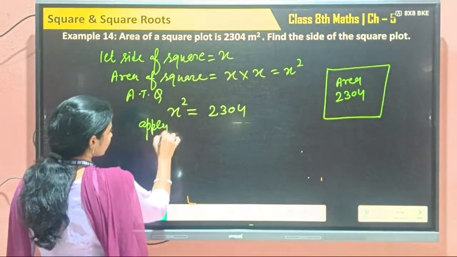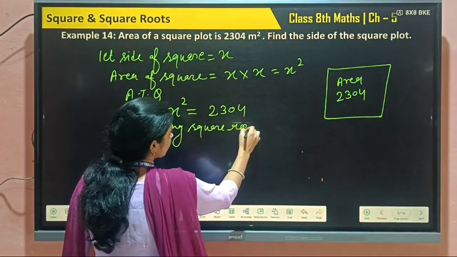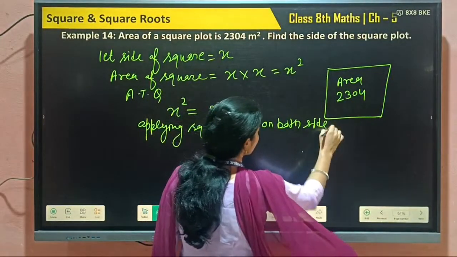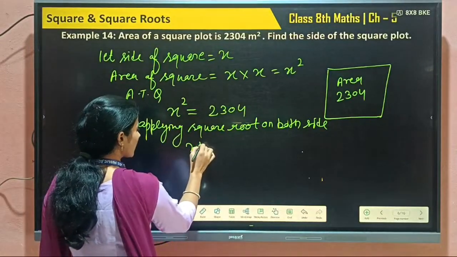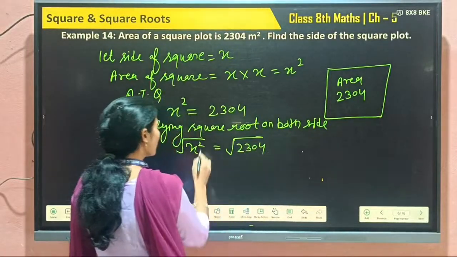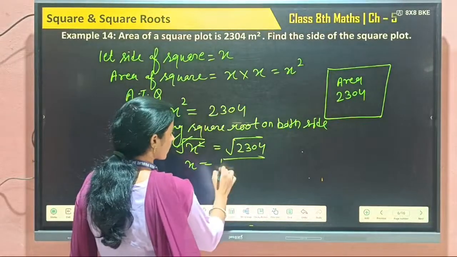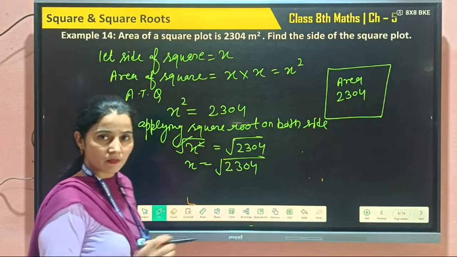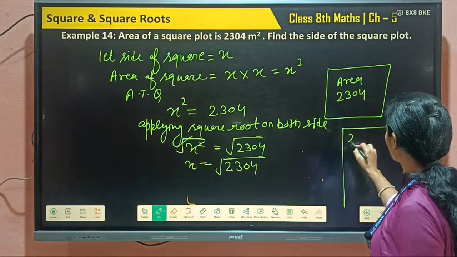Applying square root on both sides, we get the square root of x squared equals the square root of 2304. The square and square root cancel, so x equals the square root of 2304. You can find its square root by the division method or by the factorization method. Let us use the division method.